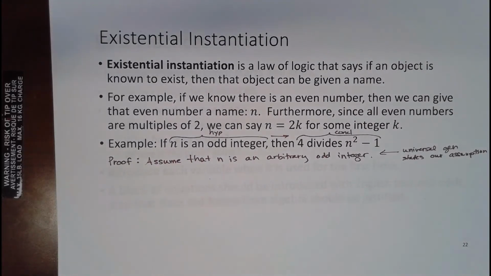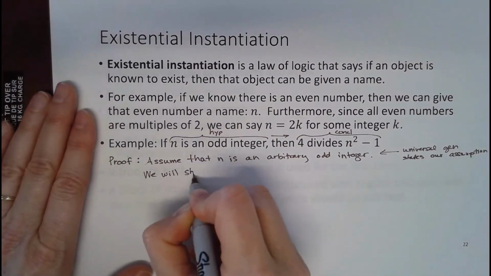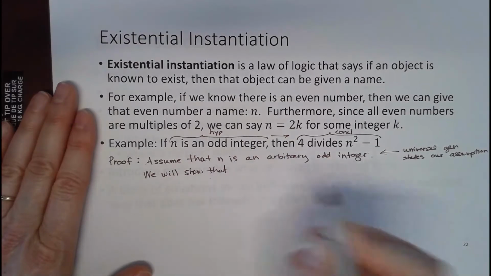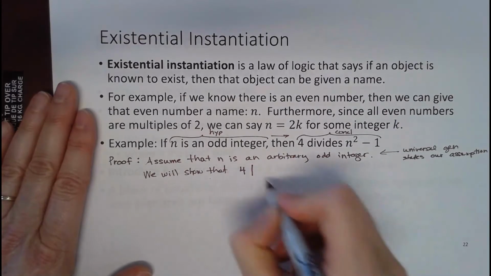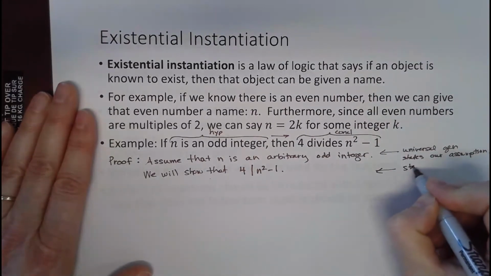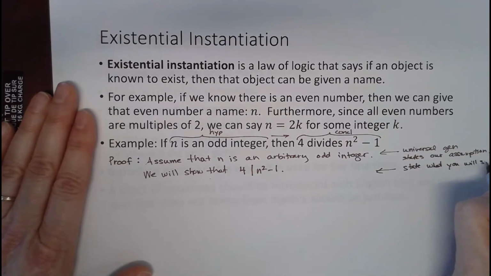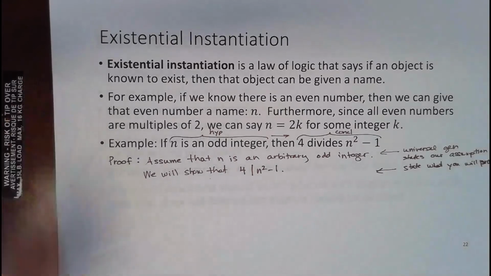And then you probably want to say what you're going to prove. So here I would say we will show that 4 divides n squared minus 1. State what you're going to prove. That way, at the end, when we get to a point where we say, so 4 divides n squared minus 1, we all know that we're done, because I already told you right up front this is what I'm trying to show you.